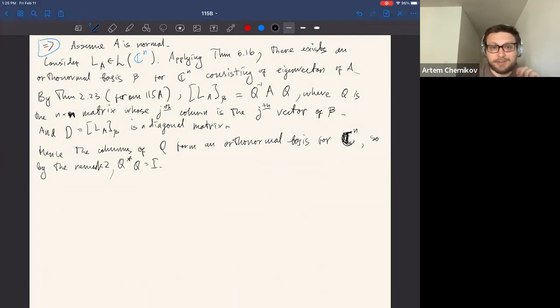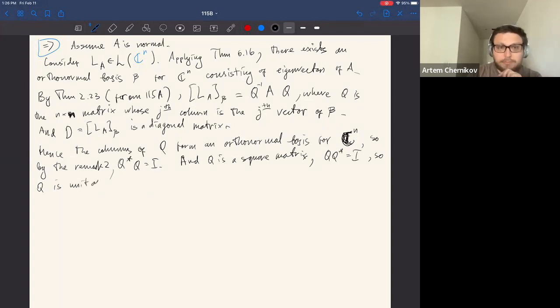These are square matrices, and Q is a square matrix. We know that for square matrices we also have the product in the opposite direction: Q times Q star is also the identity matrix. So it follows that Q is unitary, and also that Q star is equal to Q inverse.